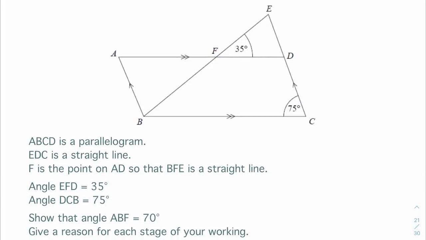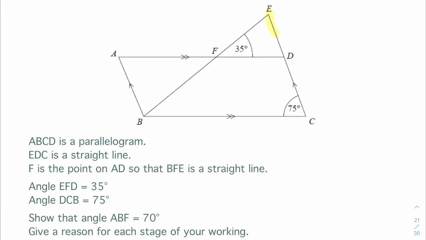Okay, so we've got angles to work out. So we've got ABCD as a parallelogram and EDC is a straight line. F is the point on AD, so that BFE is a straight line. There's a lot of information here. Let's just see what we're talking about. So we have a parallelogram here. Okay, we can see that. That's quite obvious. The next thing, EDC is a straight line.